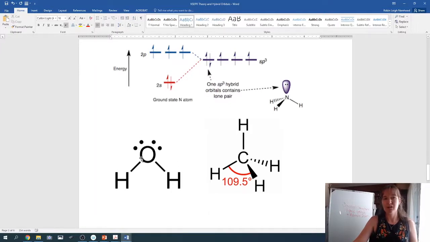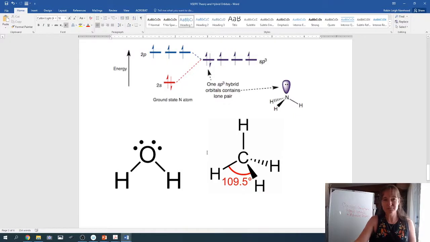Water also forms a tetrahedral geometry for its electron domains because it has sp3 hybridization. It has 2 lone pairs on oxygen and 2 atoms of hydrogen. It's 4. So for oxygen, its 2s and 2p orbitals form 4 new sp3 orbitals. And so 2 of those sp3 orbitals have lone pairs, and 2 of the sp3 orbitals are used to create covalent bonds.